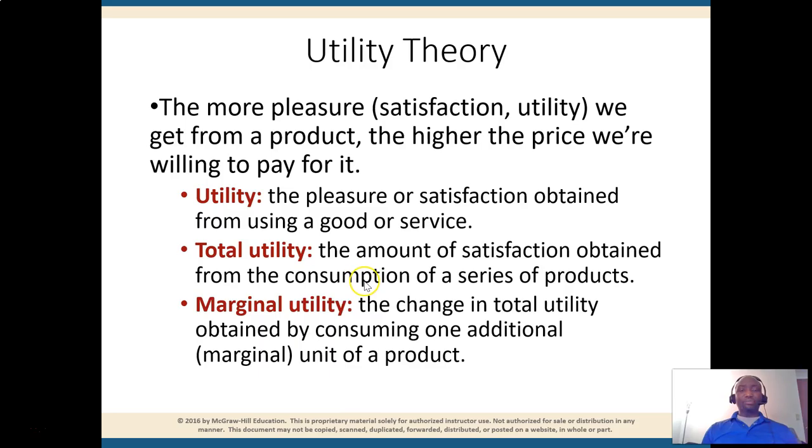Now the marginal is additional. It means the satisfaction you're getting from consuming one more unit. If you have one pizza, you eat it, and you're happy, it gives you a certain utility. Now if you consume one more slice of pizza, what is the contribution of the additional one? The first one is one utility, the second one is another one. When you break it down, those are what we call the marginal utility. It means the utility coming from the additional good you're consuming.